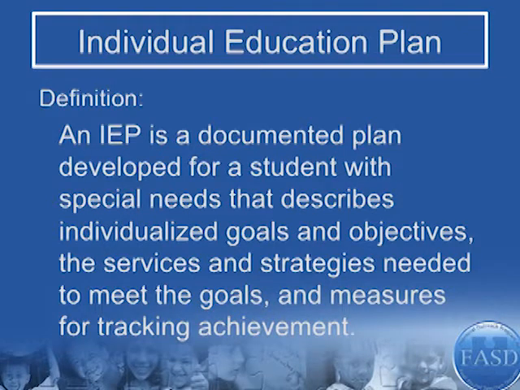Their goal is to collaboratively work together to help Nikki meet her goals by creating an individual education plan, or IEP. The IEP is a documented plan developed for a student with special needs that describes individualized goals and objectives, the services and strategies needed to meet the goals, and measures for tracking achievement. Nikki's story will be used to explain the 5 phases of the IEP process.